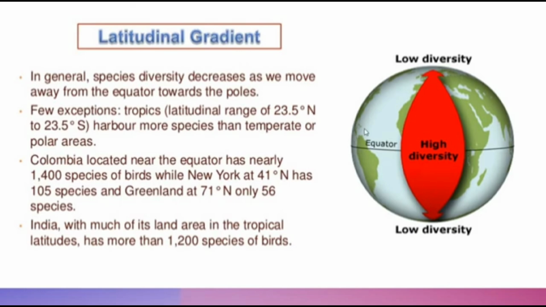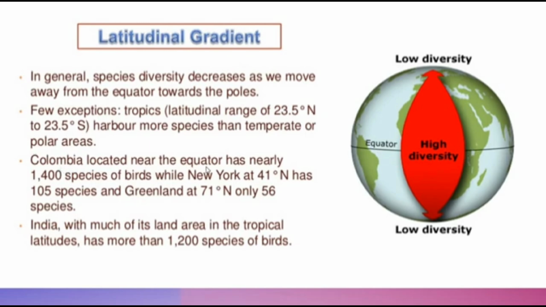So the land area which is near to the equator, it may be from here to here, whatever it is there, that will have more number of species compared to the polar regions. Even India, you can see here, this is India. Here India is also near to the equator, that is why we can see more number of species. So some examples are given here.